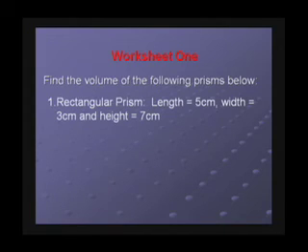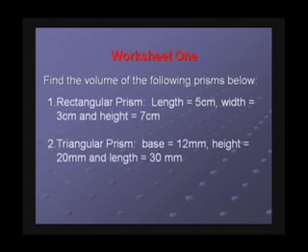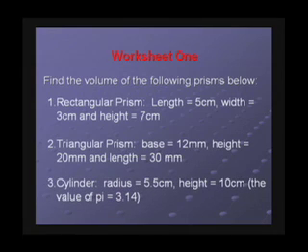A rectangular prism whose length is 5 centimeters, width 3 centimeters, and height 7 centimeters. A triangular prism whose base is 12 millimeters, height 20 millimeters, and length 30 millimeters. Lastly, a cylinder whose radius measures 5.5 centimeters and a height of 10 centimeters.